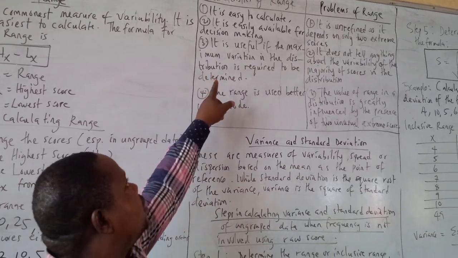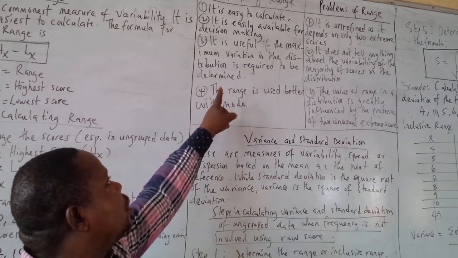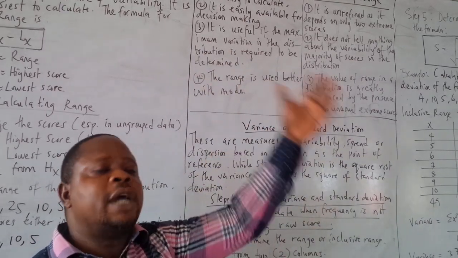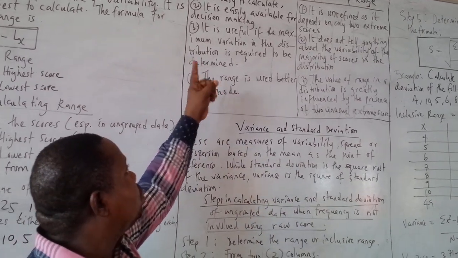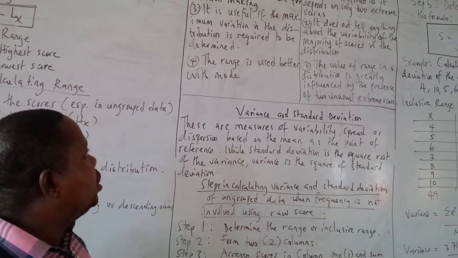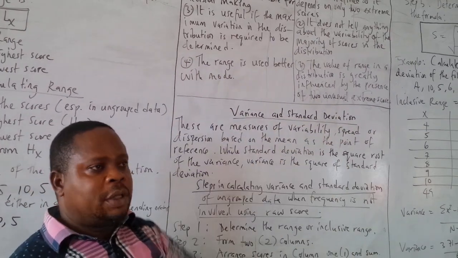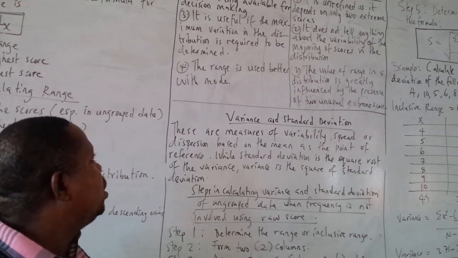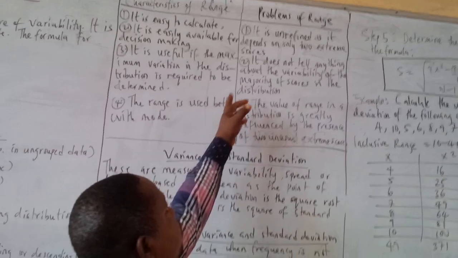And then the third one is that it is useful if the maximum variation in the distribution is required to be determined. In a situation where they ask, what's the highest score? What's the lowest score? In such a situation where they want you to determine the maximum variation, the range is required. And then finally, range goes better with the mode.